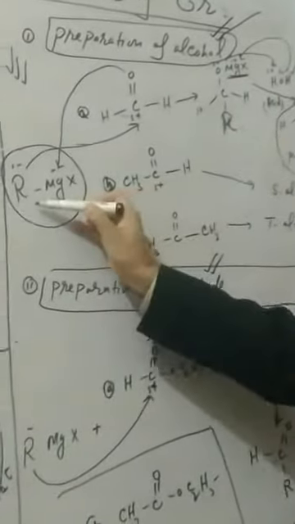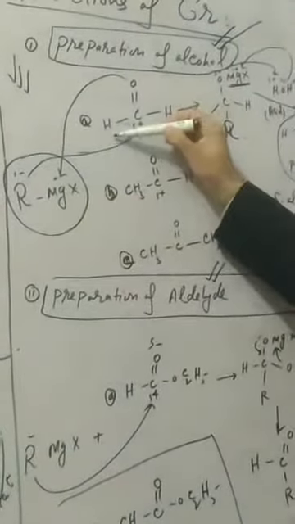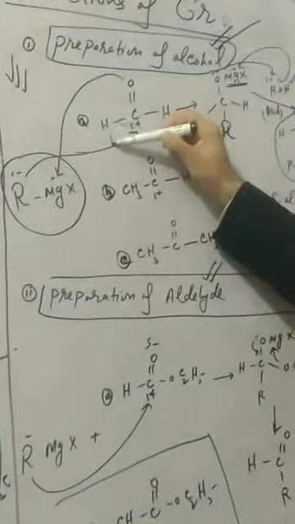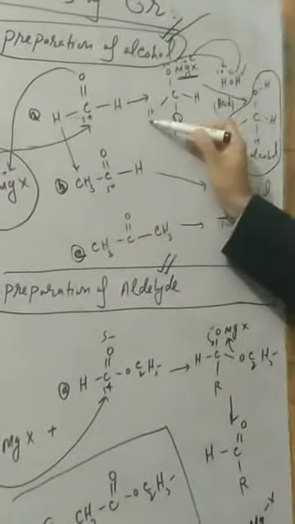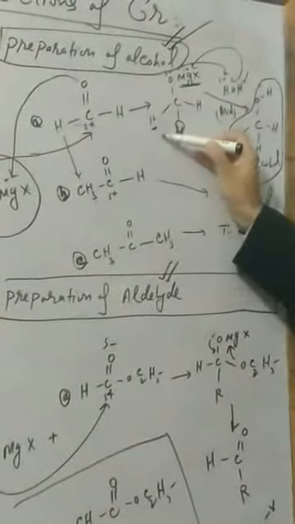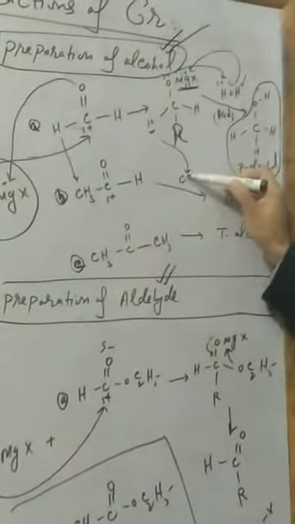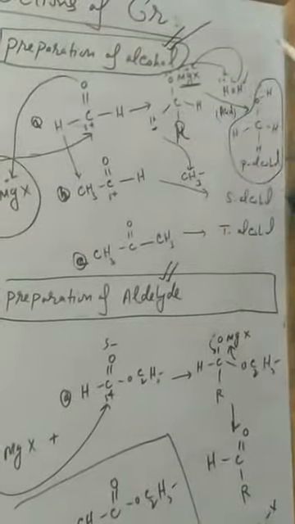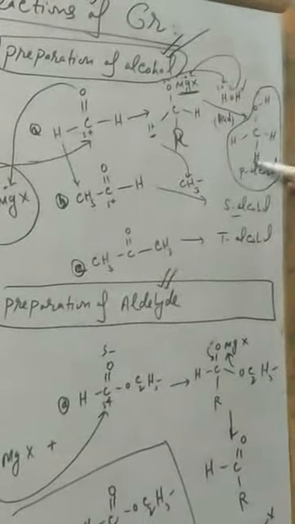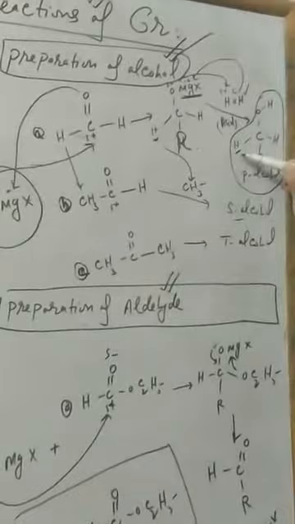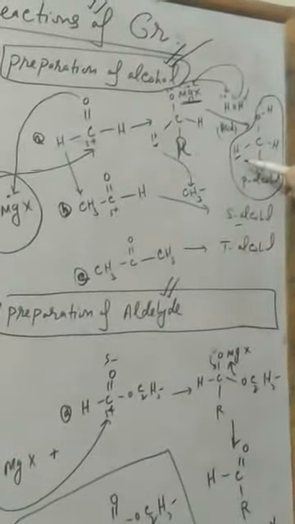Now here, the only thing I have replaced is this: H is replaced by a methyl group. The rest of the reaction is exactly the same. So I will replace this hydrogen in the next reaction by CH3, only CH3. The rest of the structure is exactly the same. You will get a secondary alcohol here. How? If this hydrogen becomes CH3, then it will be a secondary alcohol.